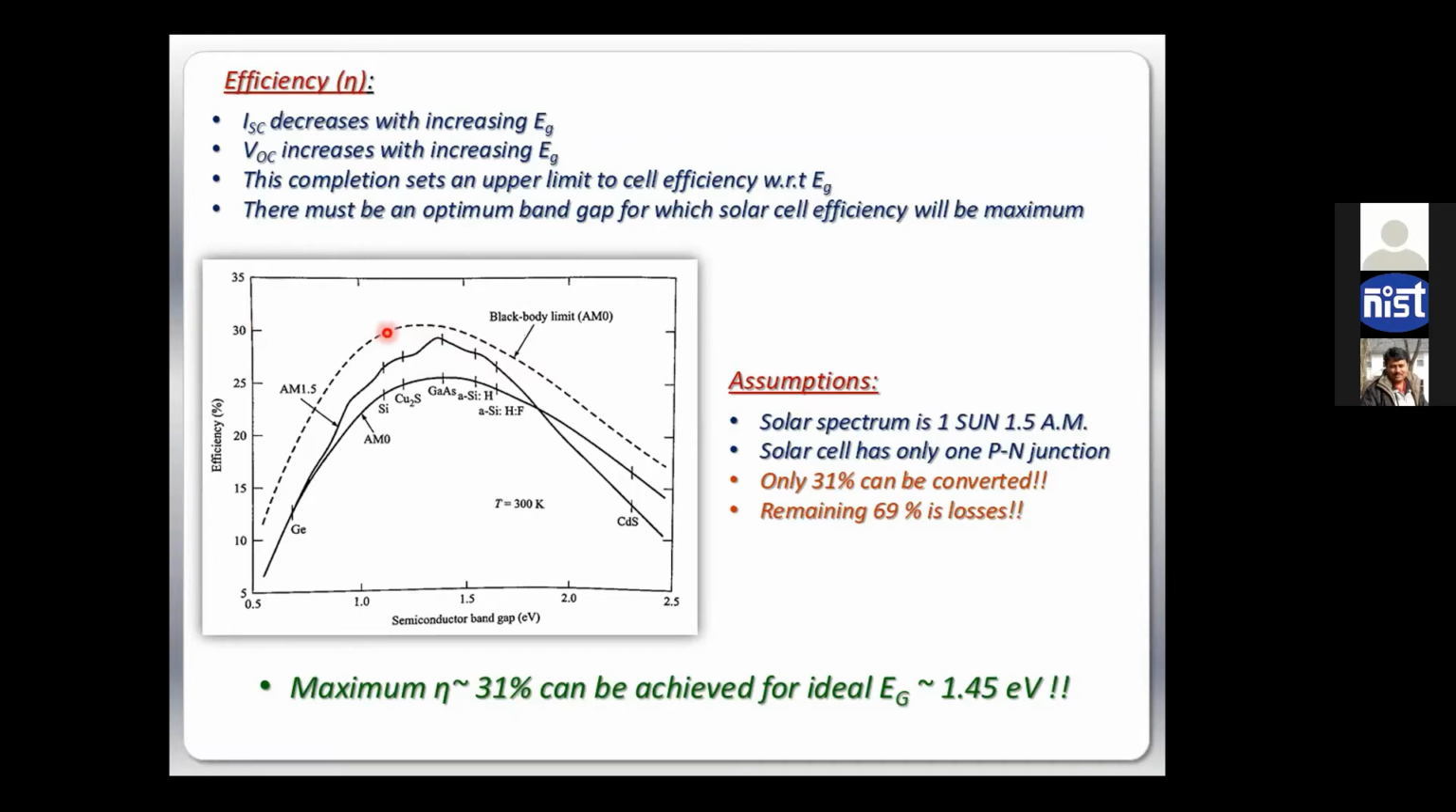Considering the assumptions that we are talking about only one sun intensity at AM 1.5, and only one PN junction solar cell, we can have only 31% efficient solar cells. That means out of the incoming photons, if I have 100 photons coming, only 31 photons can be successfully converted into electricity, and the remaining 69 photons will be lost. 69% of the incoming energy from the sun, in the current scenario, there is no way we can harvest. So they will be the losses, right?